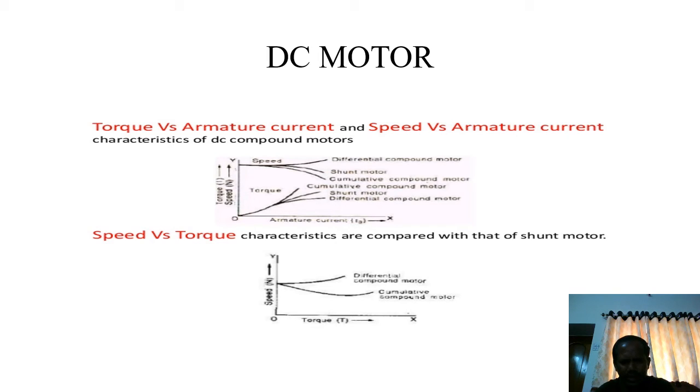Speed versus torque characteristics are compared with that of the shunt motor. So here you can observe speed versus torque. This is for the differential compound motor characteristics. This is for the cumulative compound motor characteristics.